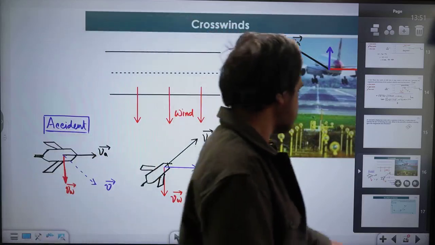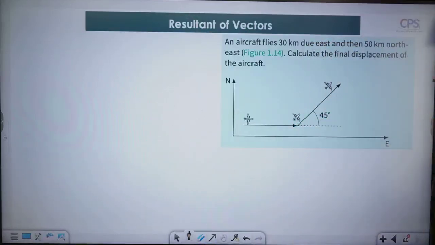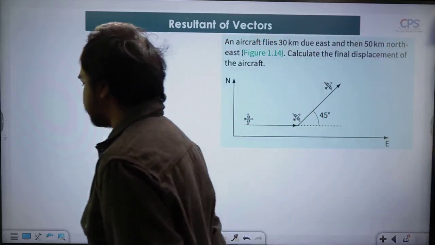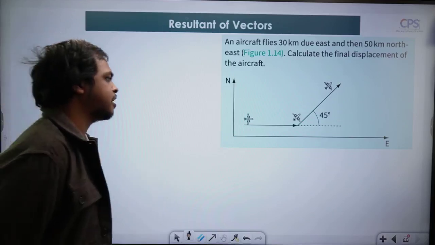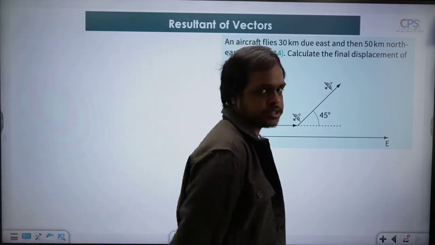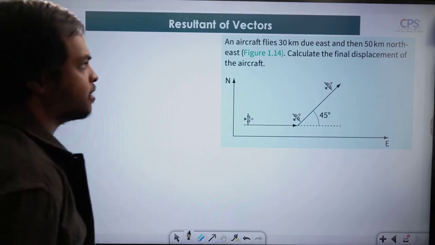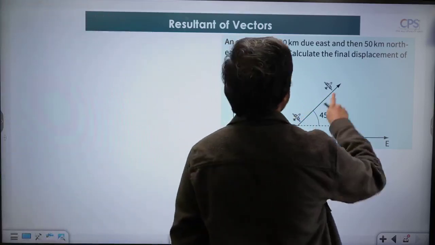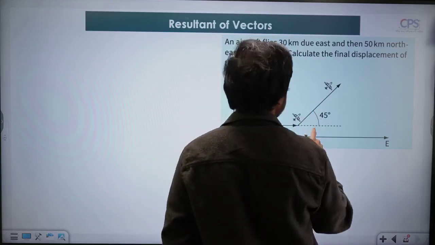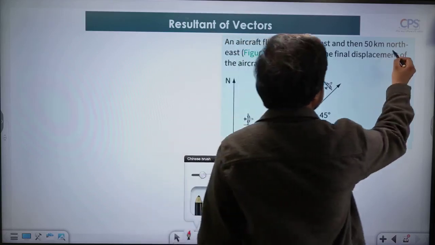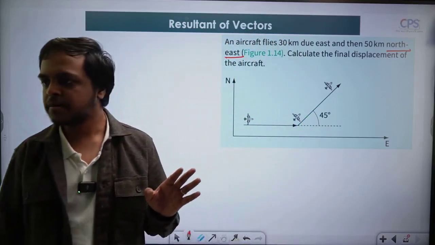Okay. Now here is the last question, and this one can be a bit difficult for you guys, but we'll try it. We'll try every easy and difficult question that might ever come in your exams. This is also in a book. What does it say? An aircraft flies 30 km due west and then 50 km due northeast.